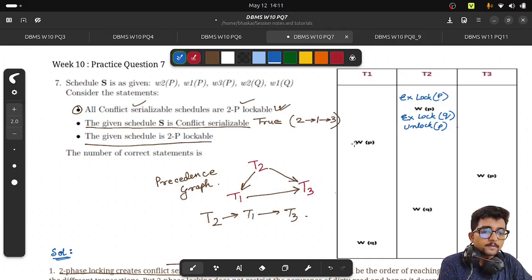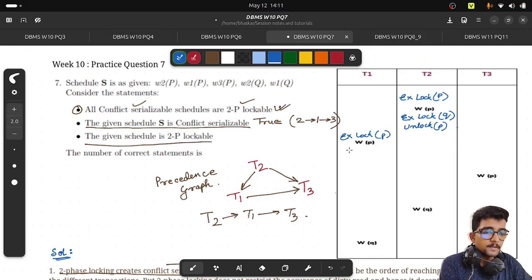Then there is write P. Since I have unlocked P, now I can gain the lock. So this is doing an exclusive lock on P. Now once I have gained the exclusive lock on P, I will write P. Then again write P is here in T3.